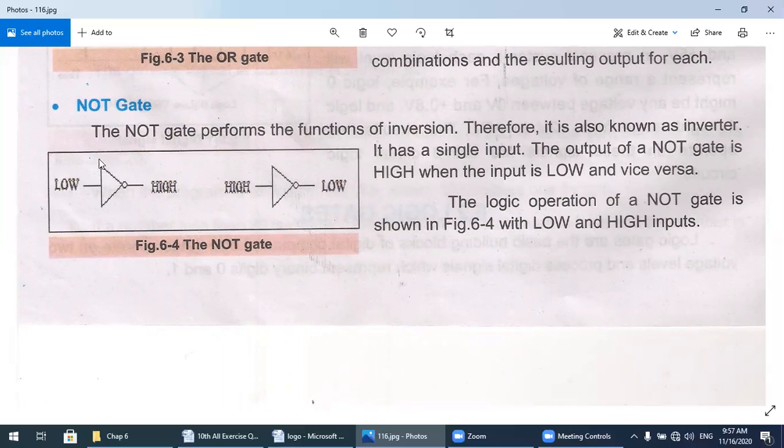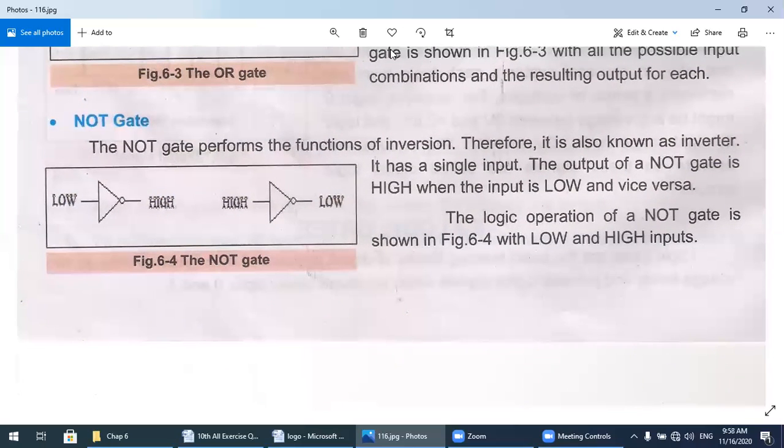So watch here. The symbol which is used for the NOT gate is this triangle. At the edge there should be a small circle. So this may represent the NOT gate. When the input is low and it passes through the NOT gate, it becomes high. But when the input is high and it passes through the NOT gate, it becomes low. So this is the major concept of the NOT gate.